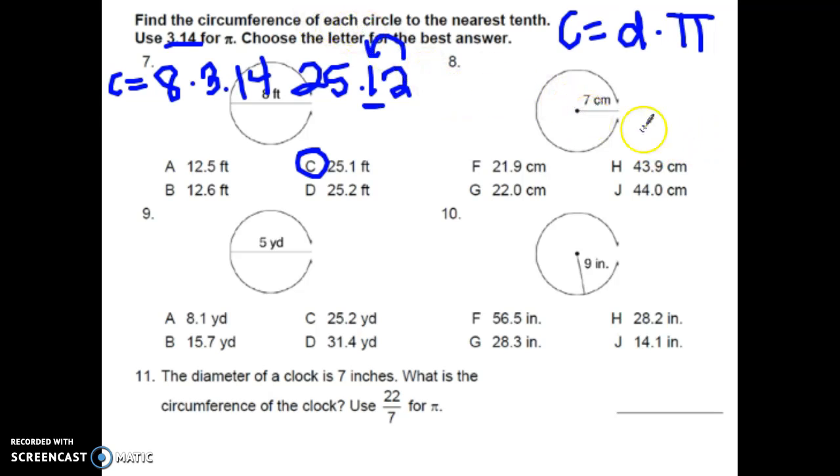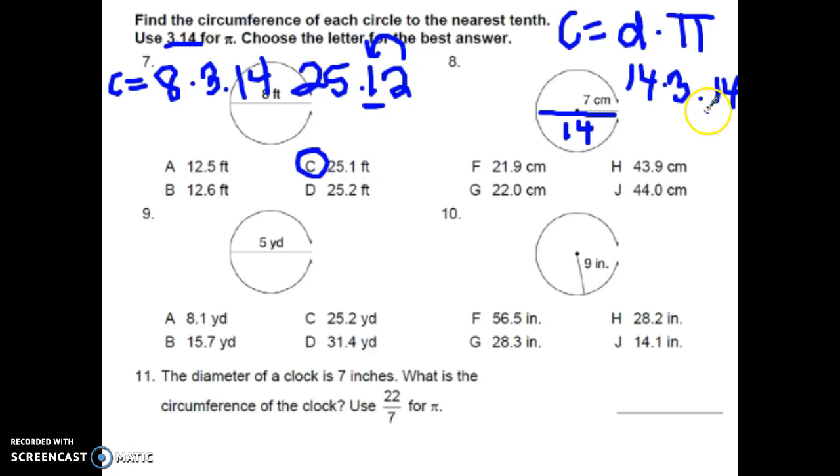For number 8, it's a little bit different. For this circle, they've given us the radius. So since they've given us the radius and I need the diameter, that means I have to double the radius or multiply it by 2. That means that the diameter in this circle is 14. That's the number that's all the way across. So now we're going to do 14 times 3.14.